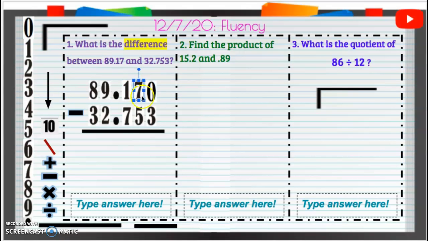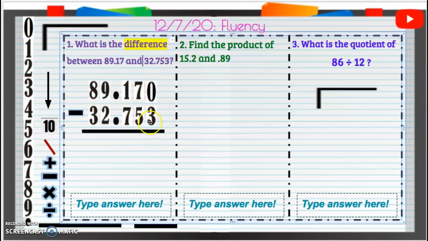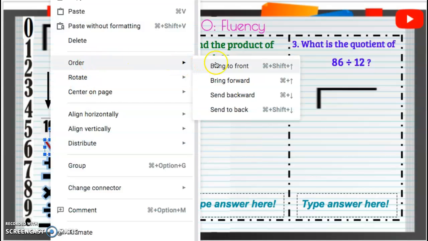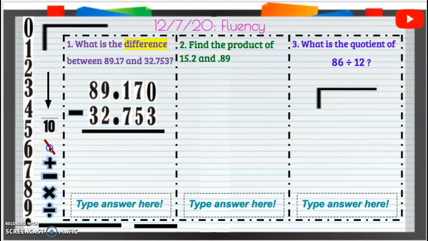Let's move that over a little bit. There we go. All right, so 0 minus 3 we cannot do, so we need to borrow from that 7. So the 7 becomes a 6. That 7 becomes a 6, to make this 0 a 10. Now we can do 10 minus 3, which is 7. 6 minus 5 is 1.